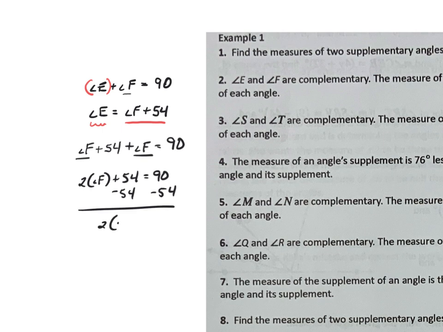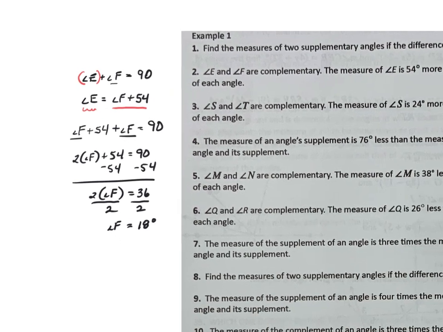So I have 2 times angle F is equal to 90 minus 54, which is 36. If I divide both sides by 2, so I can isolate angle F, my unknown, then angle F is going to be equal to 18 degrees. And that's a really good start to solving number 2.